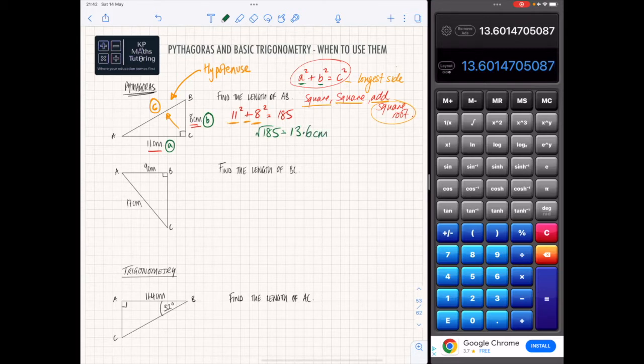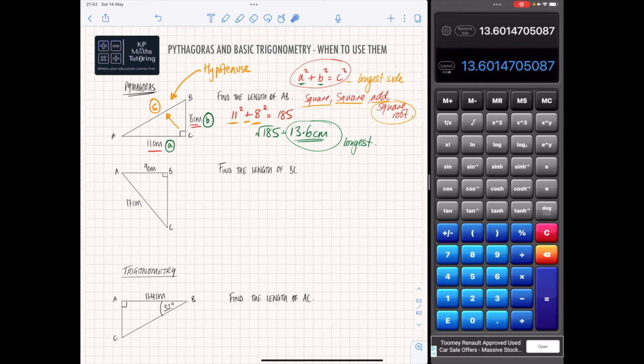13.6 centimeters. The way you can check that you're right is that this will always be the longest side, the hypotenuse. Imagine this was a ramp: the slope of the ramp will be the longest side, and that's what I've got there. 13.6 is my longest side because the other two sides are 11 and 8. If you ended up getting a number that was less than 11 or 8, then you know you've made a mistake. So the slope of a ramp, the hypotenuse, will always be the longest side. Just make sure you're aware of that and you remember that.